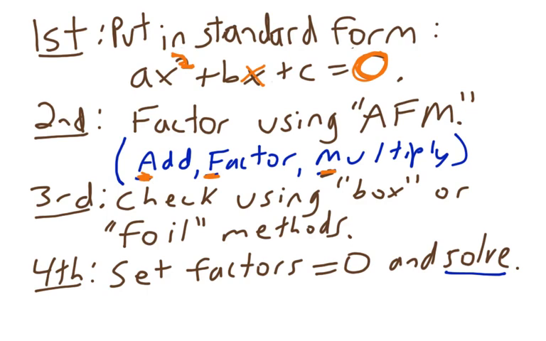All right, I'll show you how to do that in a second. Third step, check using the box or the FOIL method. So in other words, we expand it back out and make sure it equals the quadratic above. And then the fourth step is we set each of those factors equal to 0, and then we solve. All right, take a second, copy those down. You can pause the video if you need to. All right, let's go on to example 1.